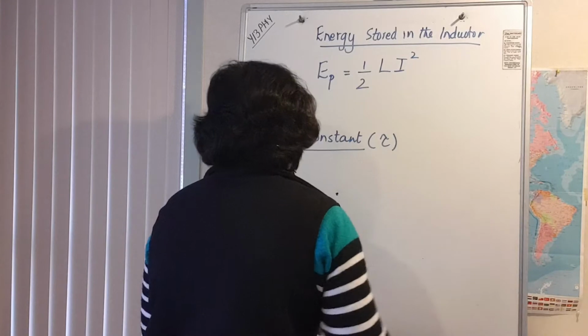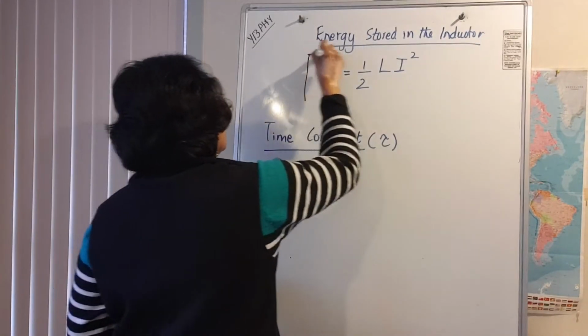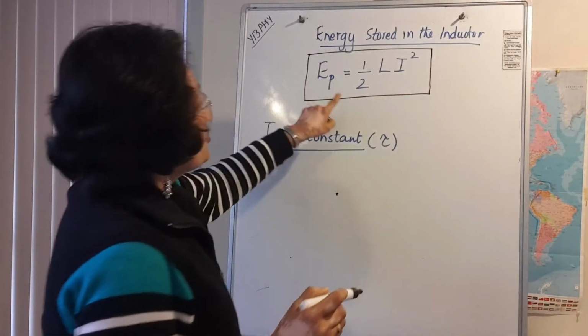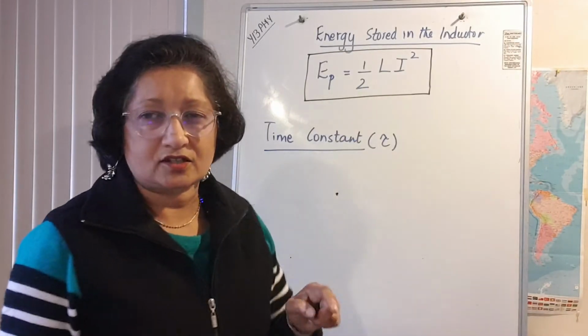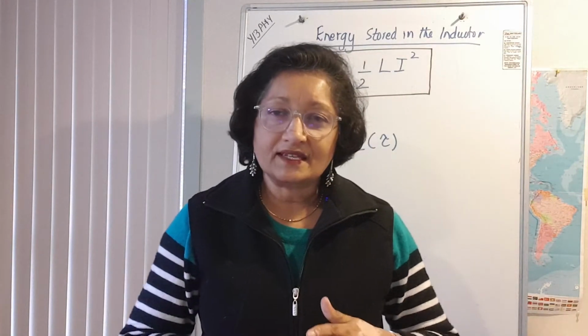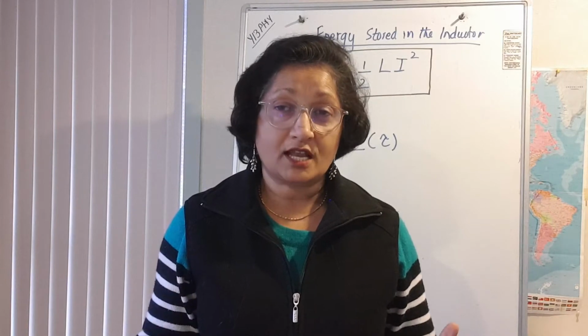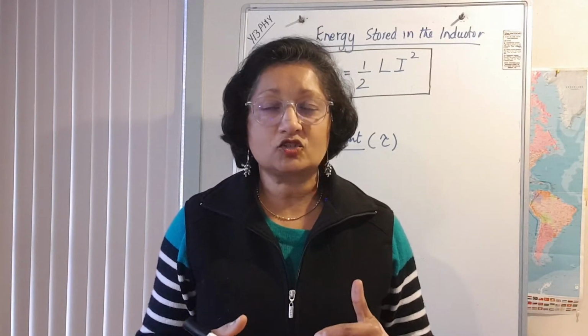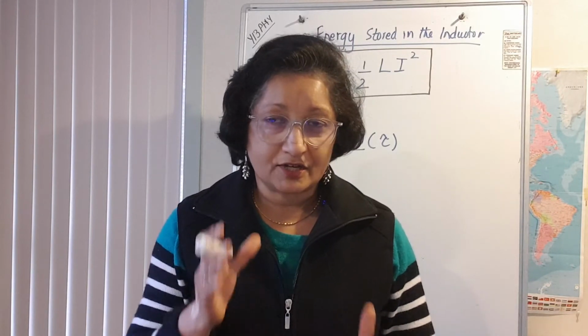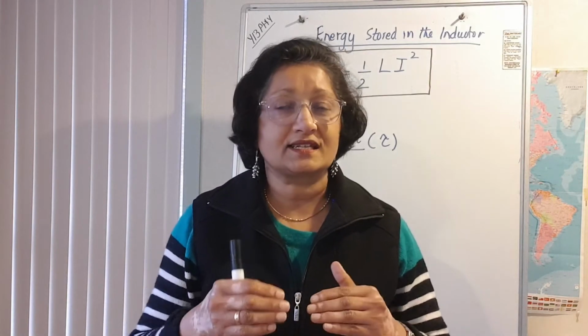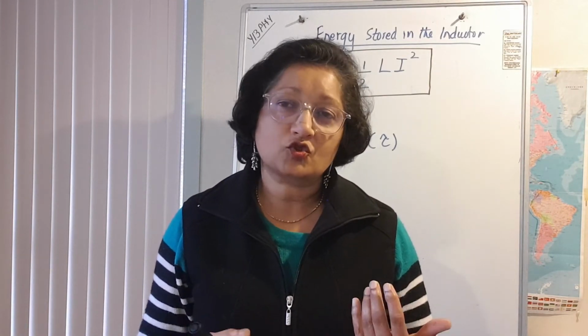So it depends on the maximum current and the inductance. That's what the energy stored in the inductor depends on. I just want to point out one main difference between the capacitor and the inductor. They both store electric potential energy. A capacitor stores it in its electric field because there's a potential difference between the plates. An inductor has a magnetic field within it and stores its energy in its magnetic field.